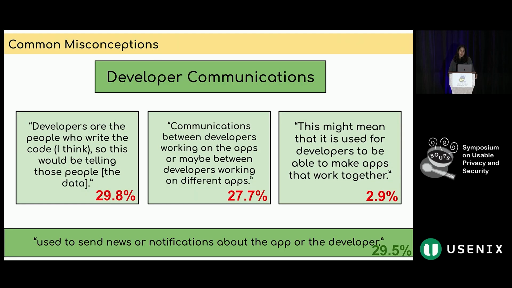Through this study, we were able to see the proportions by which people misunderstood these terms and how they fell into the different categories. For example, in the case of developer communications, we see that 29.8% of people thought that this was information that went from them to the developer. 27.7% of people thought that this was communication between different developers, and only 2.9% of people thought that this was data used by the developers to make different apps work together.